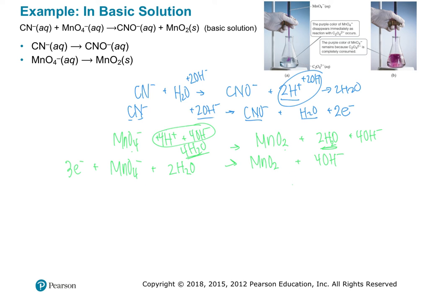Okay, now before we can add them together, we need to make sure that they have the same number of electrons. So write this in red. I have 2 electrons on the cyanide, 3 electrons on the manganese. So I'm going to multiply this cyanide one by 3, and I'm going to multiply my manganese one by 2. So let's write those out.